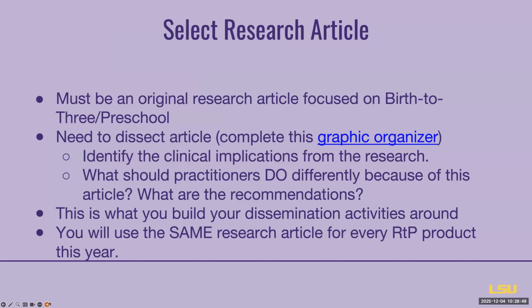Your next step is selecting an article. Choose an original research study focused on birth to 3 or preschool or your area of study, ideally published within the past 3 years. Your goal is to identify the clinical implications. What should practitioners do differently because of this research? Those implications are the foundation for every product you create this year.